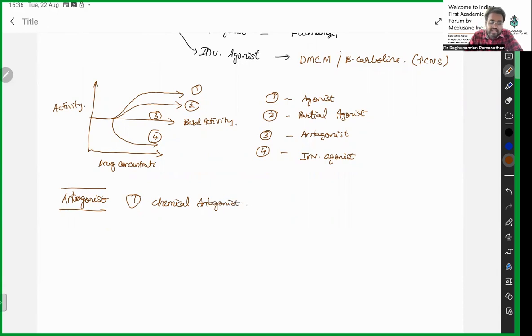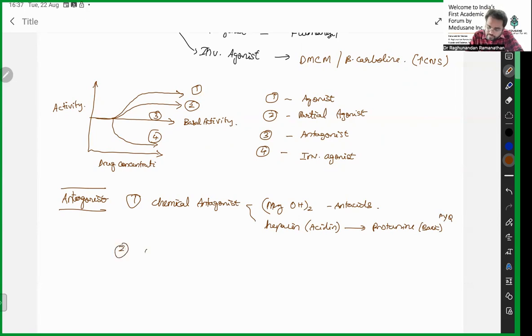A chemical antagonist example is magnesium hydroxide. What is magnesium hydroxide? Your antacids. And another example, if you want, is heparin. Heparin is acidic in nature. So in heparin toxicity, what will you give? Protamine, which is basic in nature. This is a previous year NEET PG question.